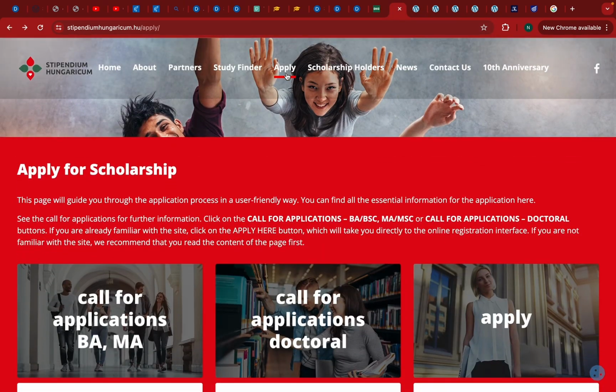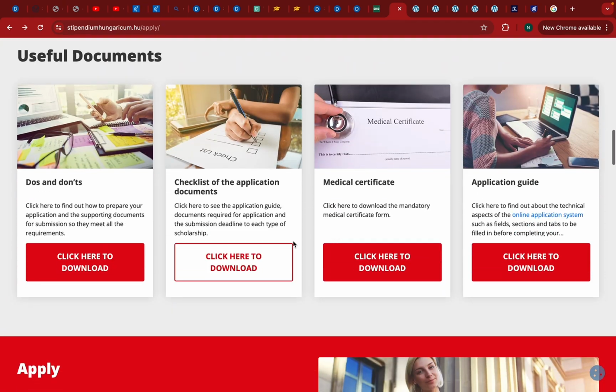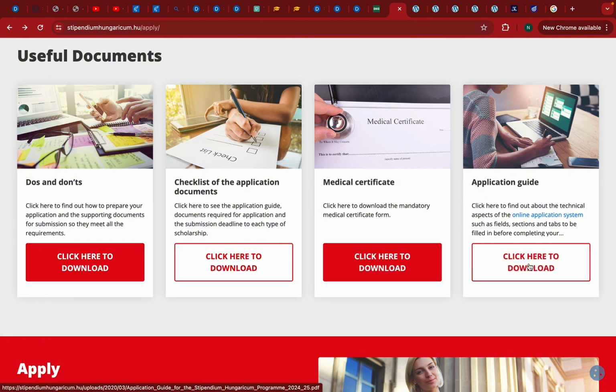Now back to the website. If you want to know where to locate this checklist, you go to apply and then you scroll down. You can see the useful documents, and then you click on checklist of the application documents. You can as well download the application guide to understand every detail of all the things that you are supposed to need for the application.